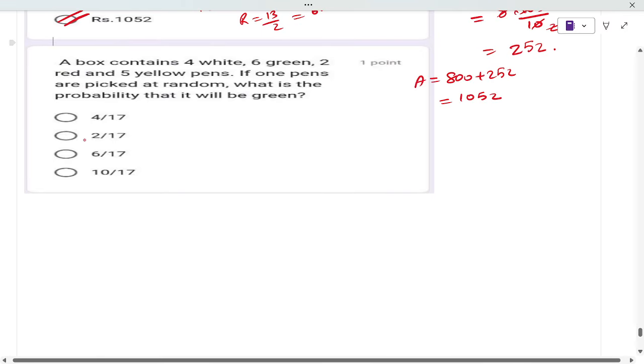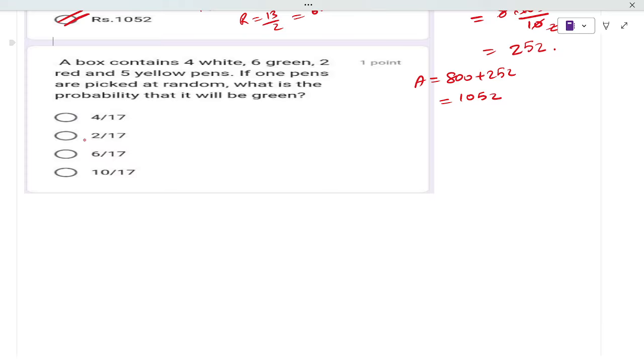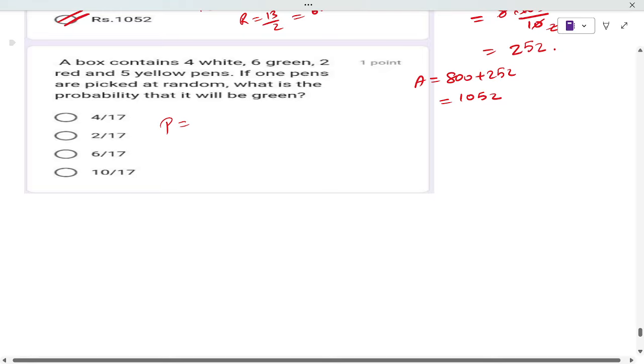A box contains 4 white, 6 green, 2 red, 5 yellow. This is from probability, right? If one is picked at random. Probability means what? Favorable outcome by total number of outcomes.